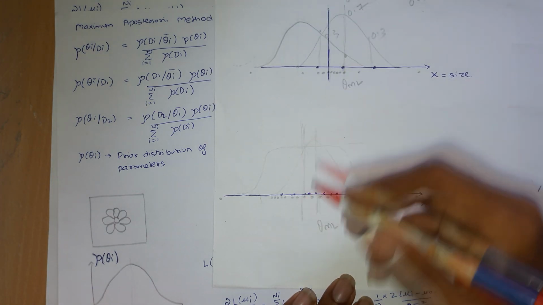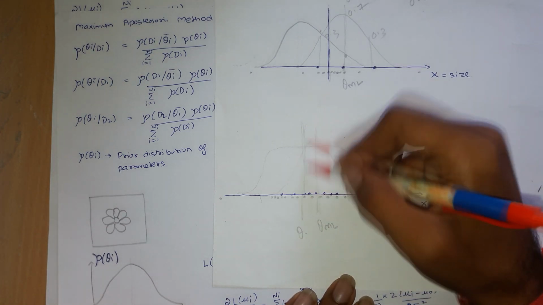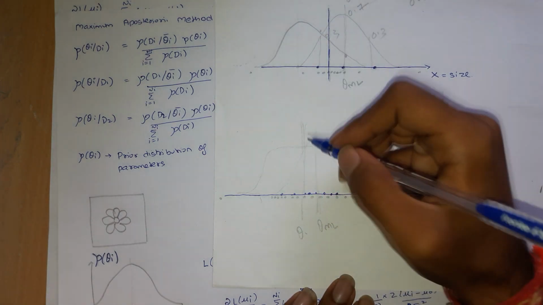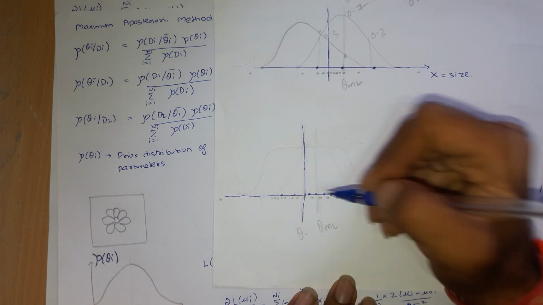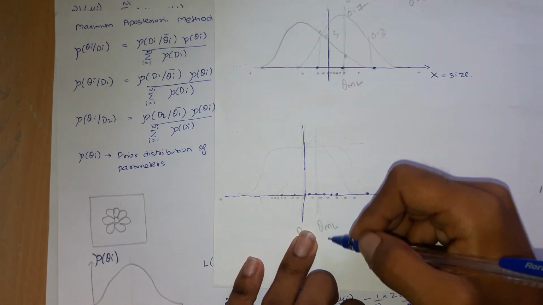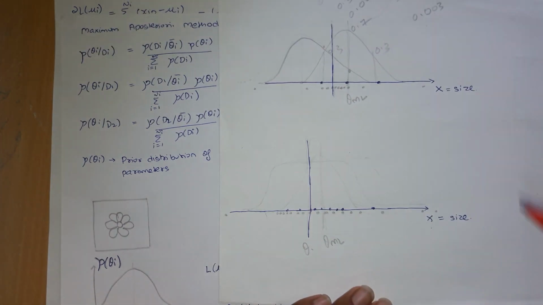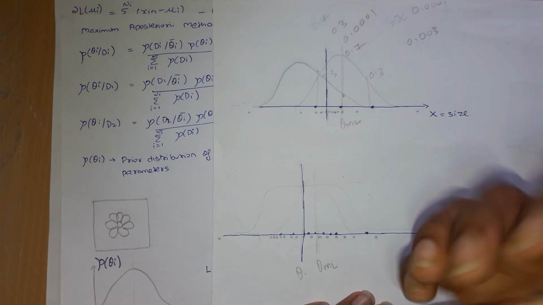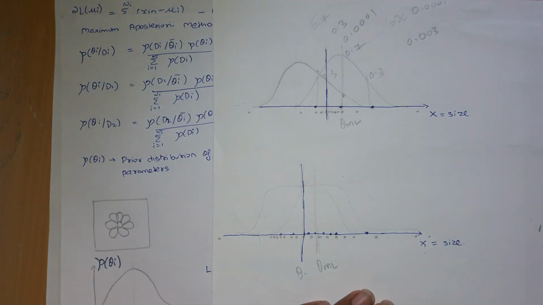So this is the mean that you want, this is the theta that you want. So let me denote this also with a pen. So this is the theta that you want, but you are getting this. So for these situations, we can go for the MAP method.